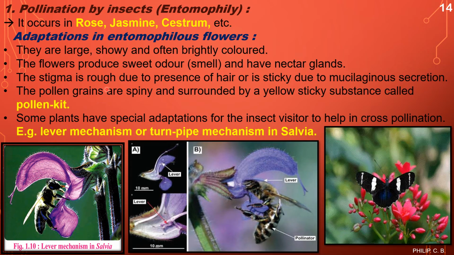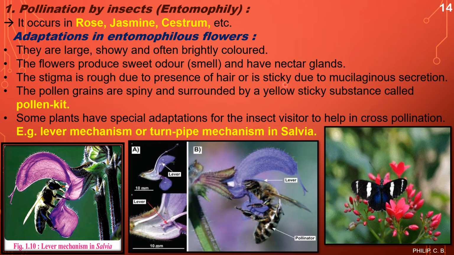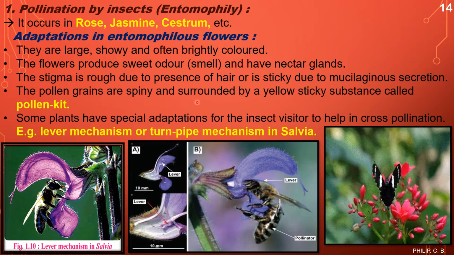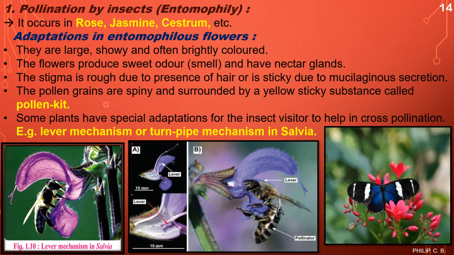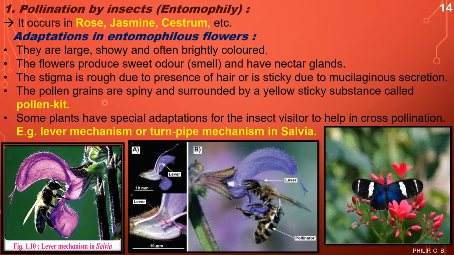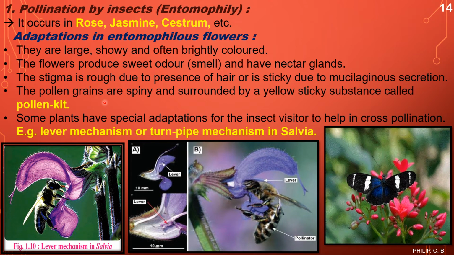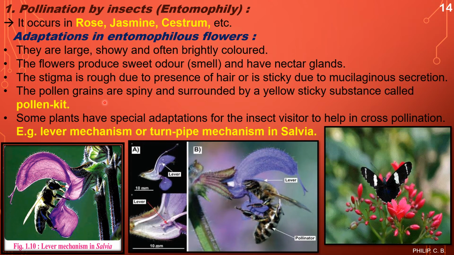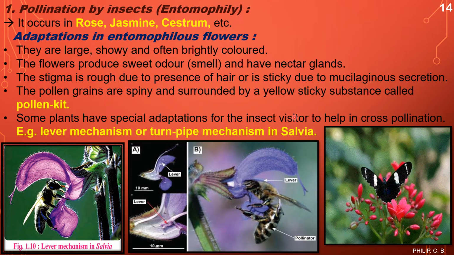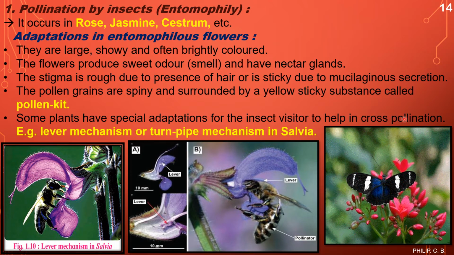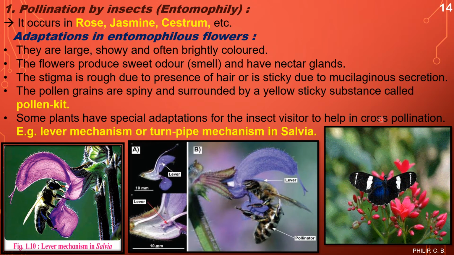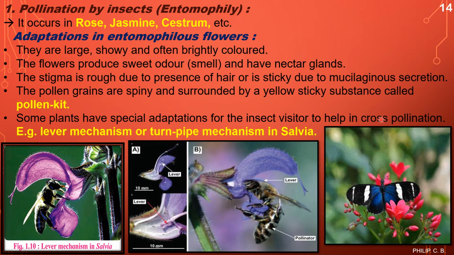Then the stigma is rough due to the presence of hair, or sticky due to mucilaginous secretion. The pollen grains are spiny and surrounded by a yellow sticky substance called pollen kit. Now, as I mentioned in the previous slide, in case of wind or water, the exine is absent, so the pollen grains are smooth, whereas in case of biotic agents, they are usually spiny. Some plants have special adaptations for insect visitors to help in cross pollination. So even in entomophilous flowers, there are special adaptations for the insects when they come to visit the flower.